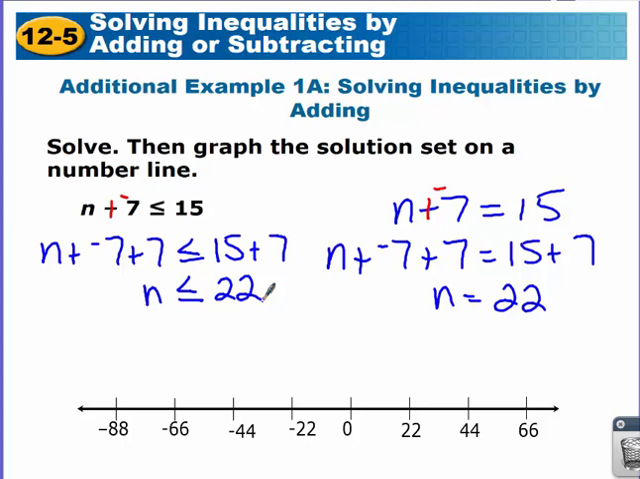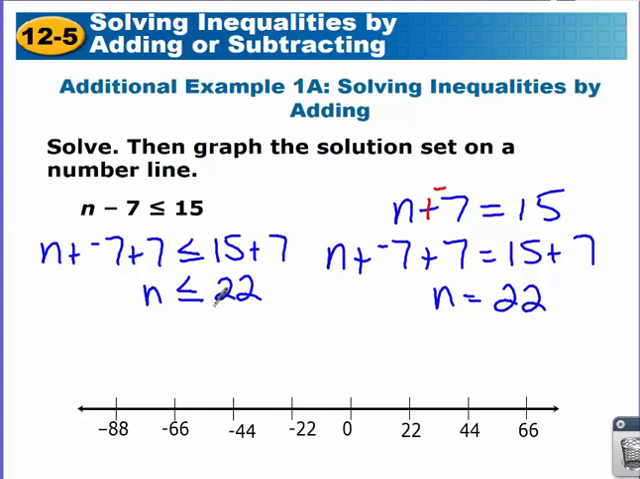But on the left, we have multiple solutions. So we have n is less than or equal to 22. So that means for values of n that are smaller than 22, this will make a true statement. So it's always important to go back and check to make sure that your solution is correct. So you come down here and you pick a value that is less than 22. So let's pick 20. Let's say n is equal to 20.